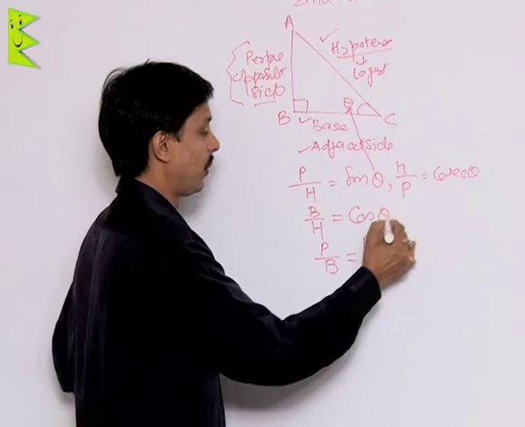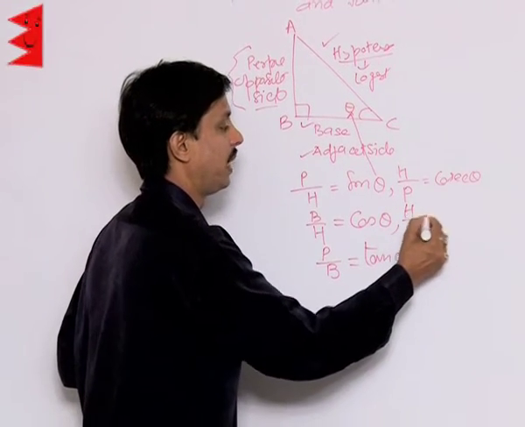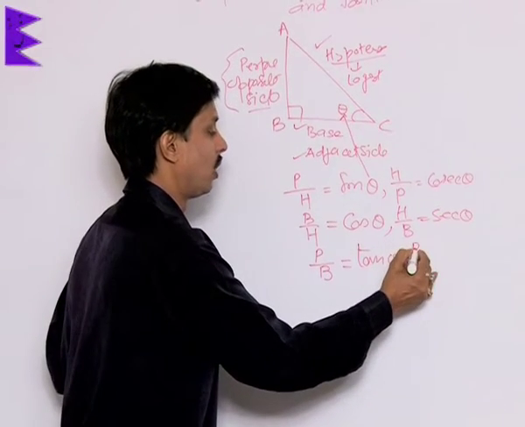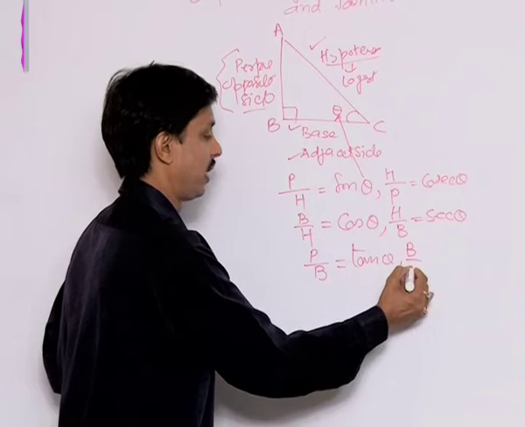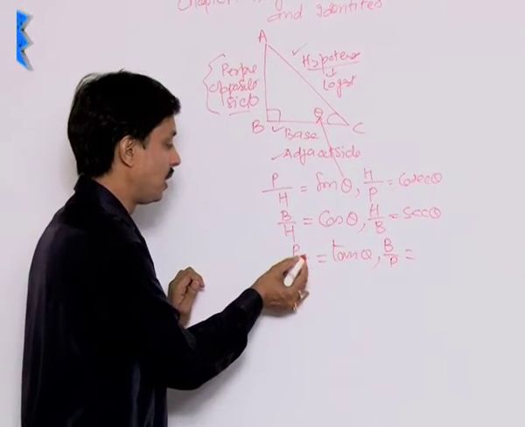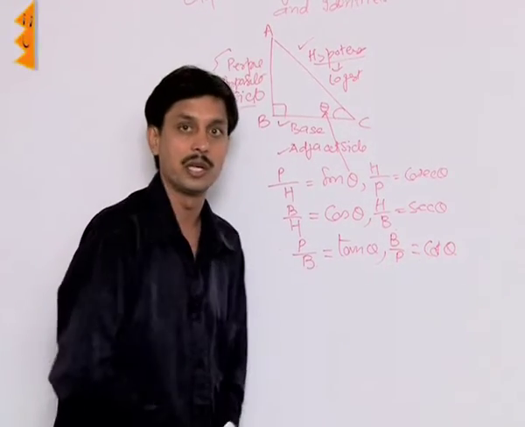The name of the reciprocal of the ratio of cos, hypotenuse upon base, is sec theta, whereas the name of the reciprocal of P upon B, that is B upon P, is known as cot theta.